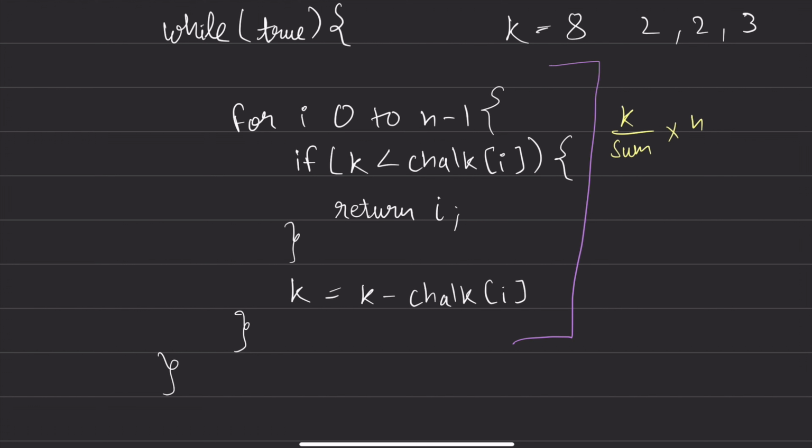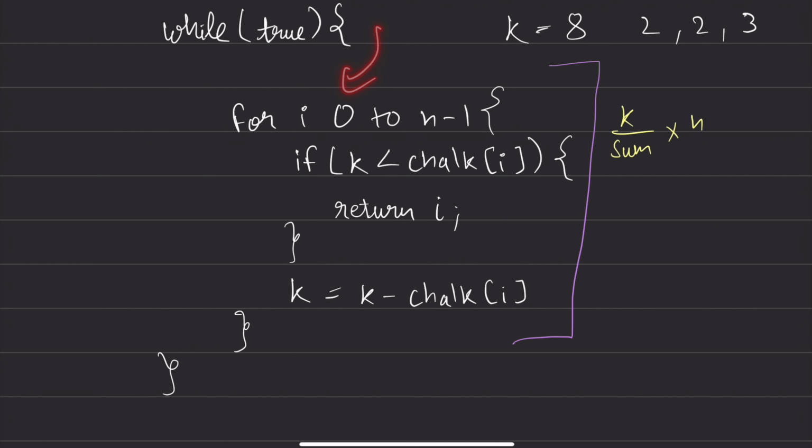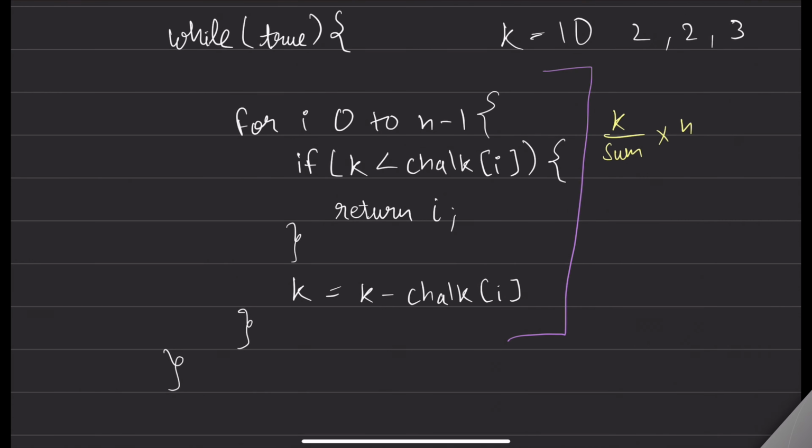Next time I will again come inside the loop and check the 0th student. The 0th student requires 2 chalks, but I don't have sufficient, so I will return the student. This student needs to go and come up with the chalk. So the total iterations for which I will go inside this while loop will be k divided by the summation of chalks for all the students, times n. N is the time complexity of this loop, and k by sum is the number of times I am entering inside this loop. Now let's move on to the better approach.